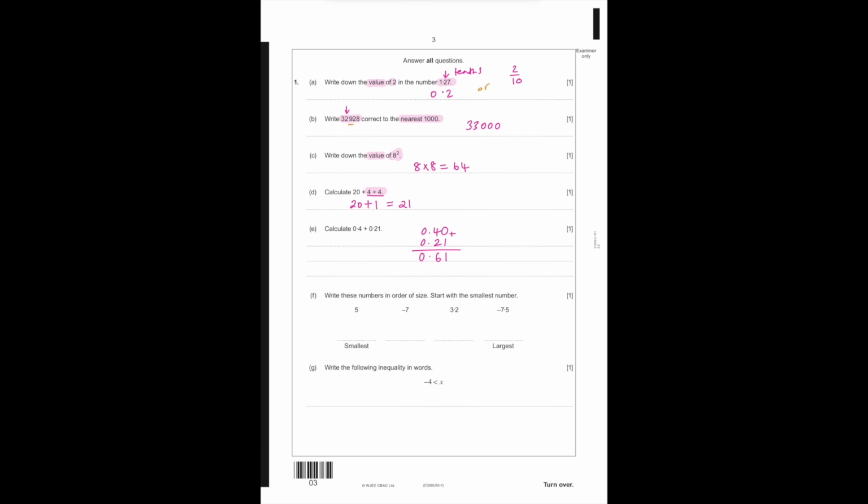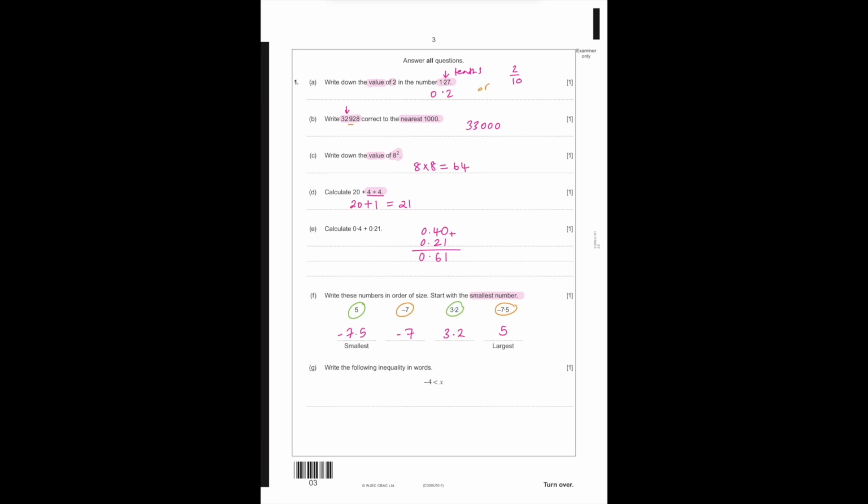F. Write these numbers in order of size. Start with the smallest number. Okay, so negative numbers are smaller than positive numbers. And the more negative a number is, the further away it is from 0. So if we look at negative 7.5 and negative 7, negative 7.5 is further away from 0. So that's going to be my smallest. Then it would be negative 7. So now I need to compare 3.2 and 5. Well, once I get to 0, my numbers start counting up in the positive direction. So 3.2 would come before 5.